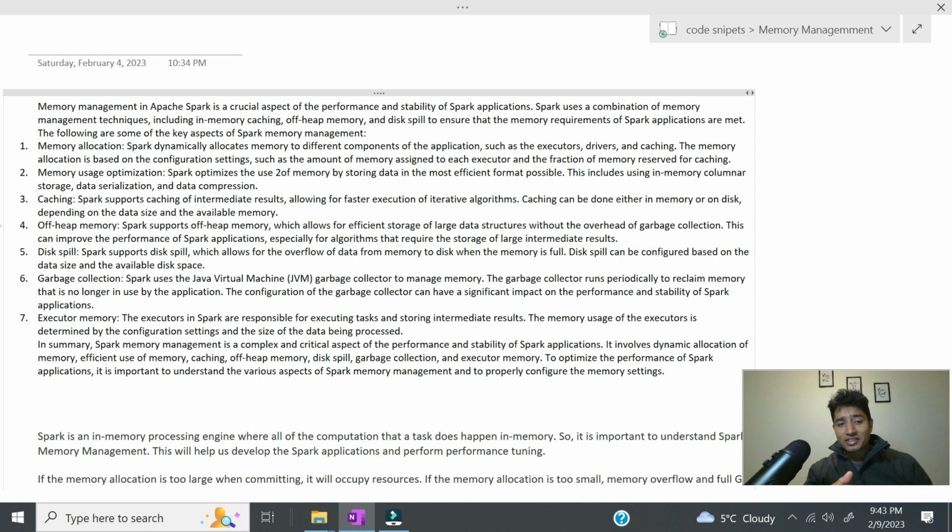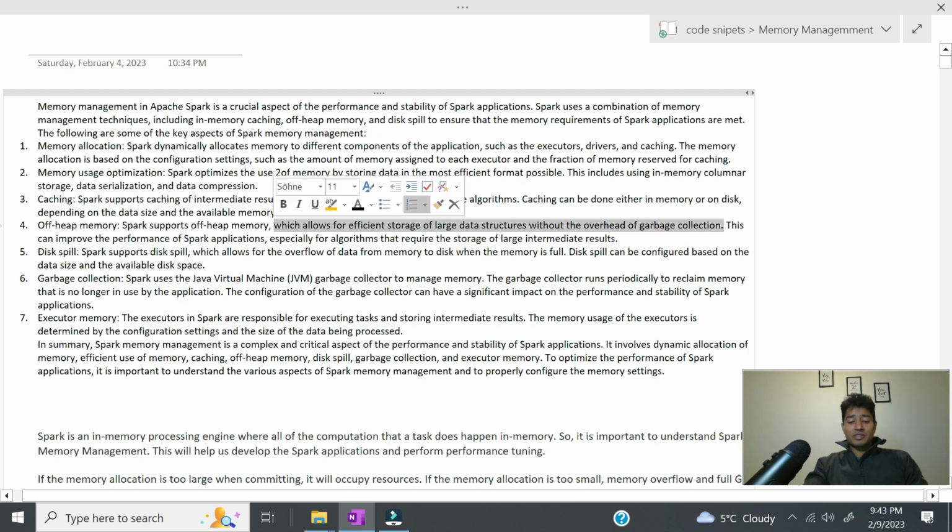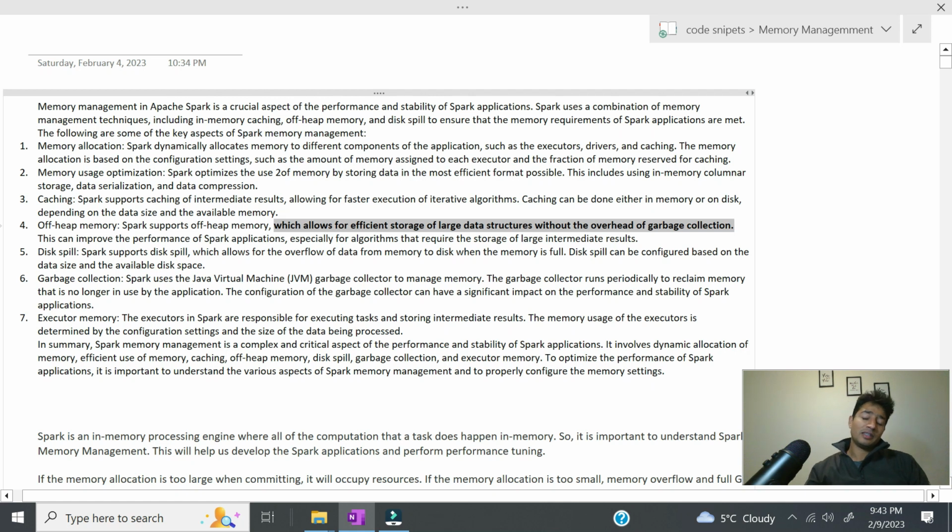Third is caching. We already know Spark supports caching of intermediate results, right? The fourth one is important, off-heap memory, which we usually forget. Spark supports off-heap memory, which allows for the efficient storage of large data structures without the overhead of garbage collection. This point is important, and I will be covering this many times in this interview series.